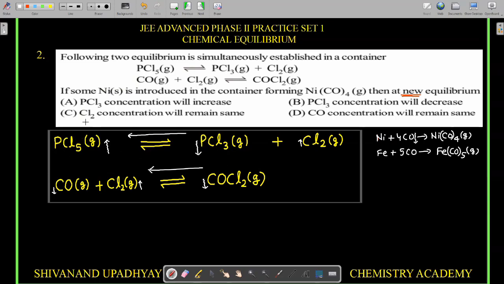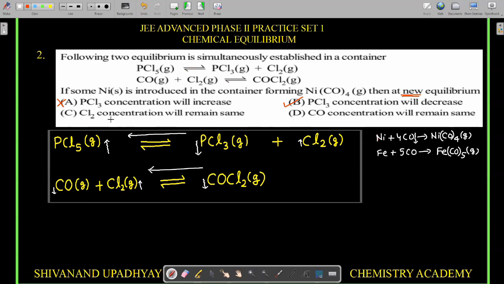So now moving to the options, PCl3 concentration will increase. So this option A seems to be wrong. PCl3 concentration is decreasing. They are saying it is increasing. So option B is the correct option.